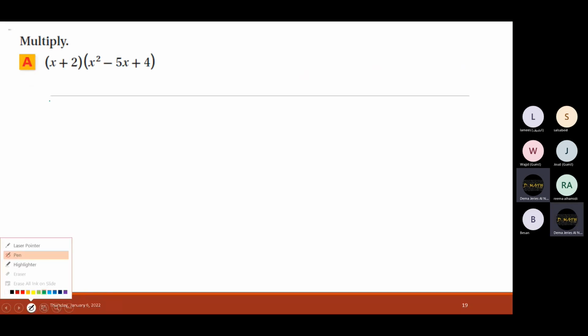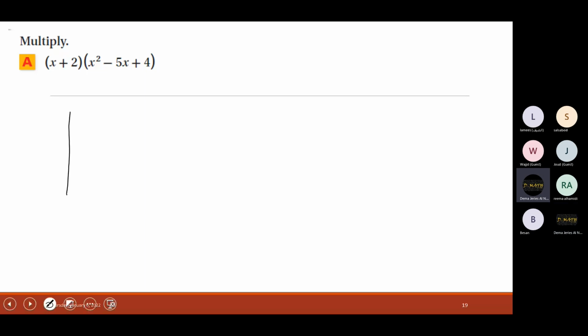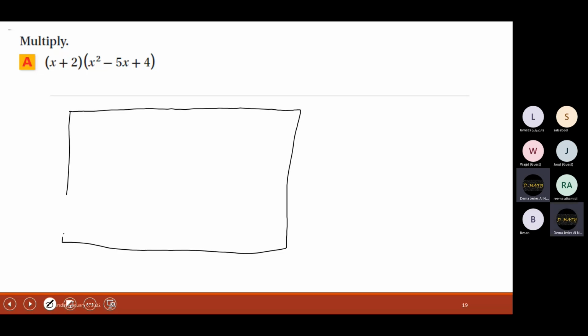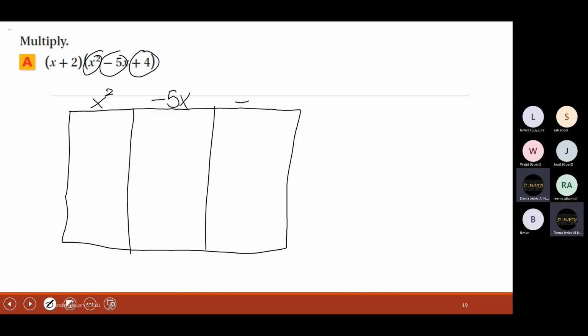Did we solve it yesterday? I don't think so. Let's do it. So here, the rectangle method. You will make a rectangle like this. Since here you have three terms, you cut it into three terms: x squared, negative 5x, and positive 4. The second one has two terms, x and 2.